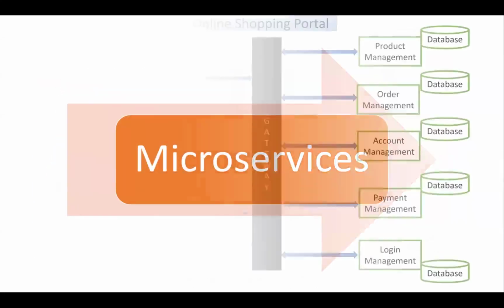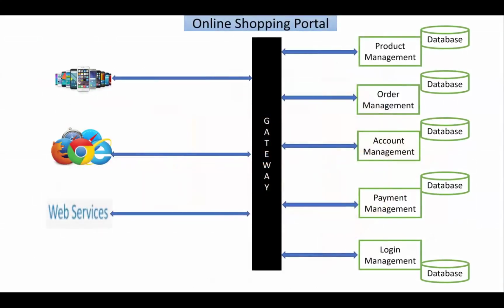So that is leading to the monolithic application. This is the idea: in a monolithic application, if you see the architecture here, I can access my application through mobiles, I can access the application through a browser, and I can access the application through web services.